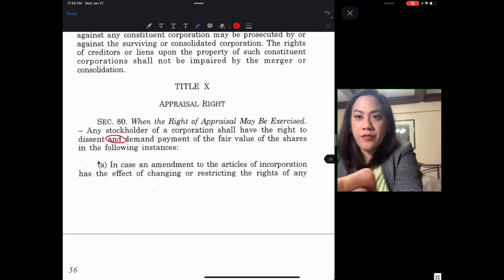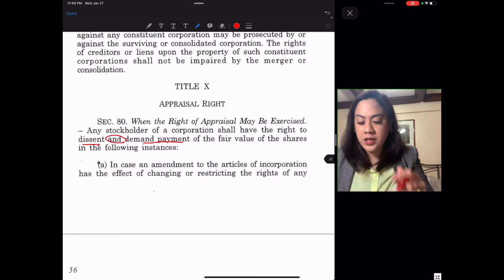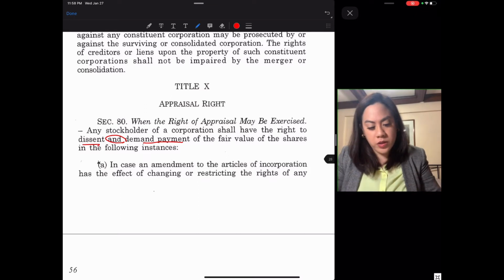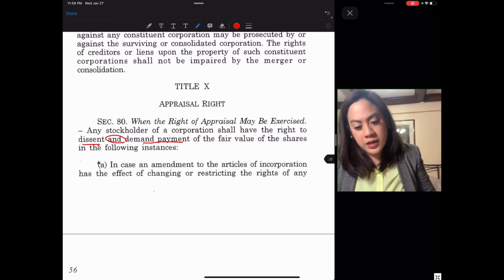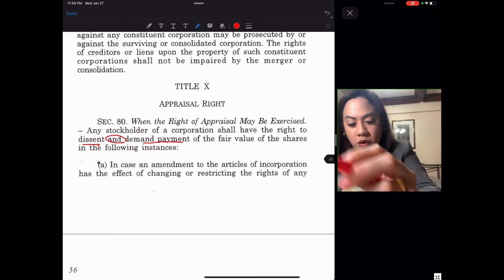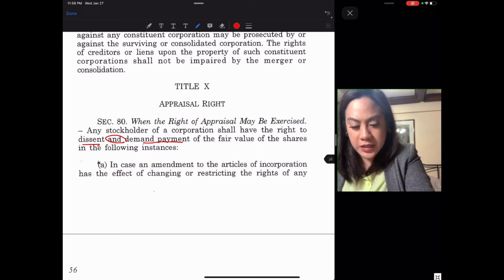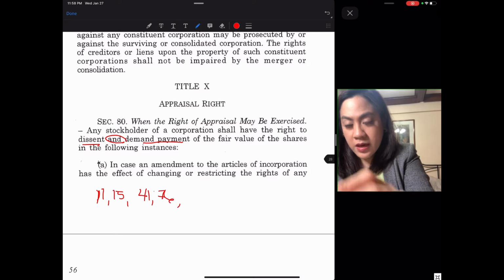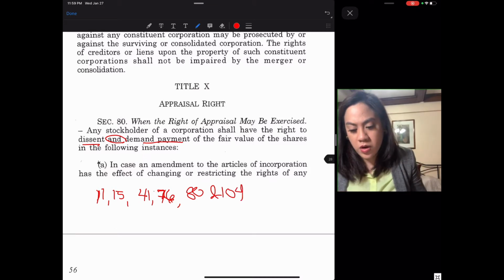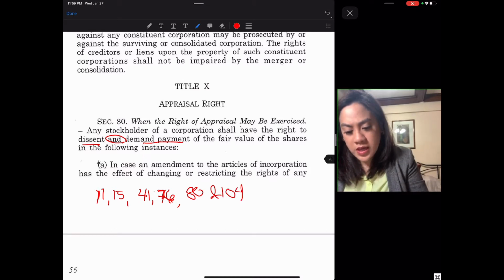So, there are four instances stated under Section 80, but I just want to clarify that the appraisal right is also seen, I'll just write it here, in sections 11, 15, 41, 76, 80, and 104. So these are also the instances where you will see this.